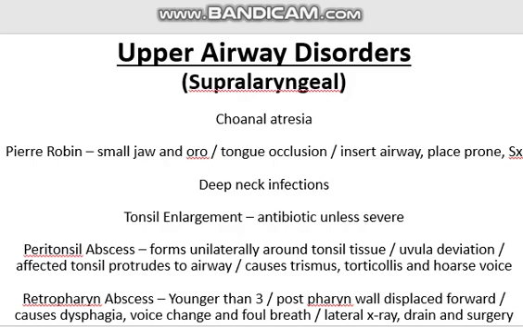A retropharyngeal abscess occurs in children younger than 3. The posterior pharyngeal wall is displaced forward. This causes dysphagia, voice change and foul breath. Treatment includes a lateral X-ray, drainage and surgery.